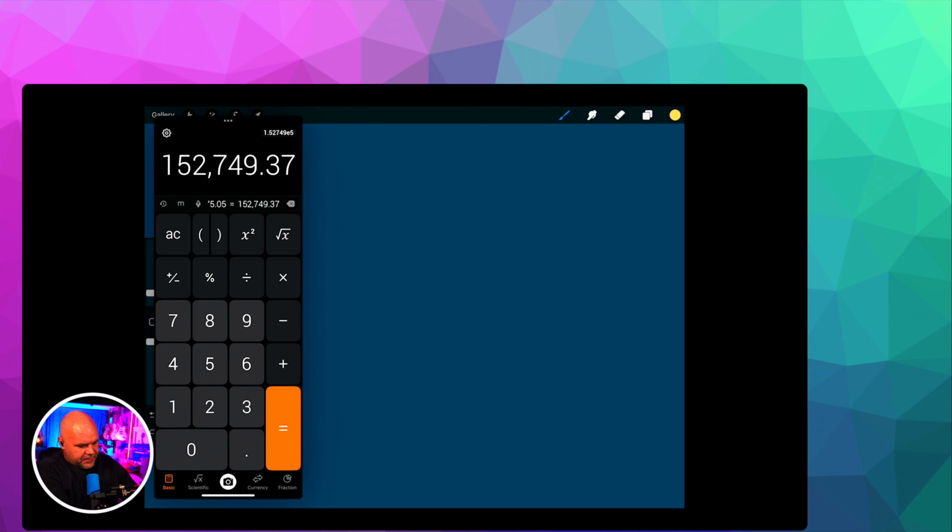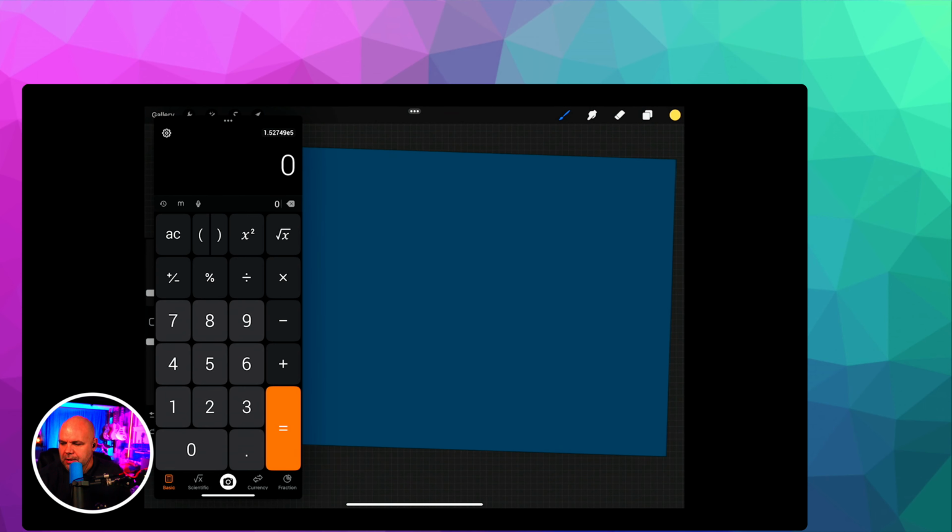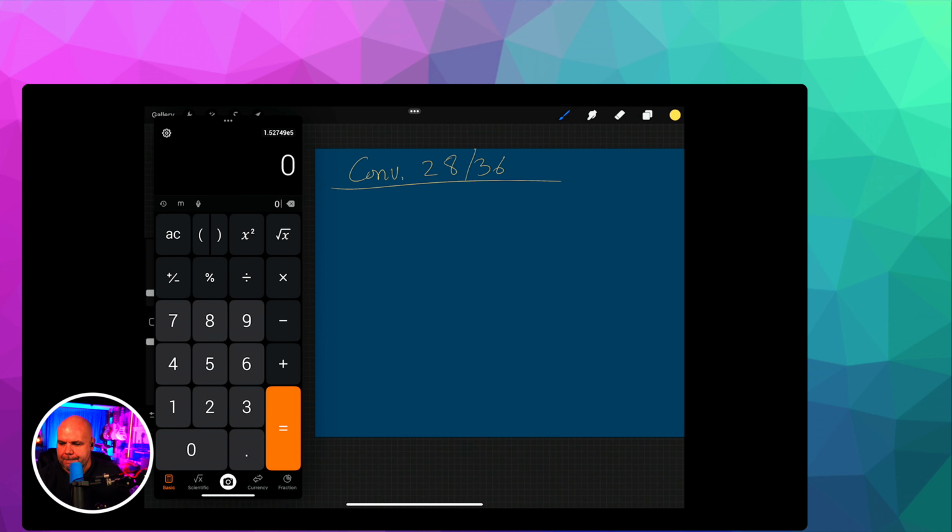Well, I can't find one off the top of the bat here, but let me see if I can make something up. It's going to be using the conventional qualifying ratios of 28 and 36. And let me think.